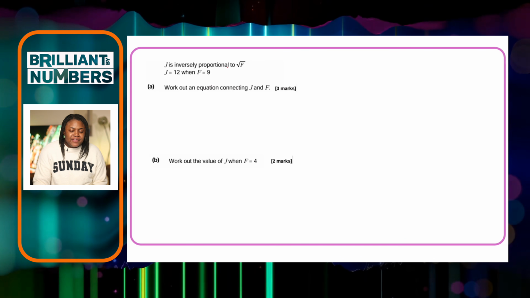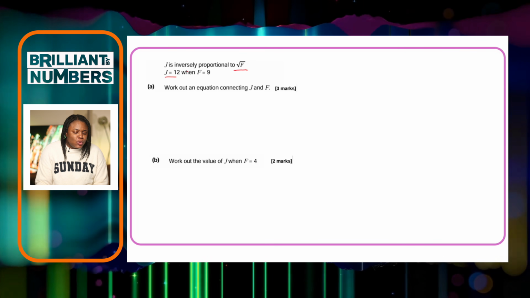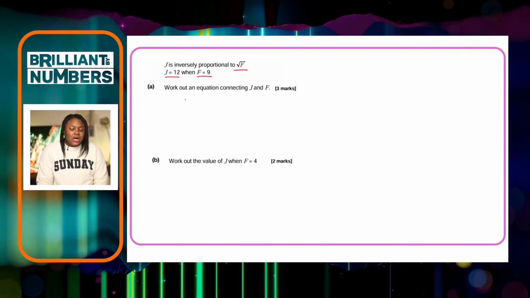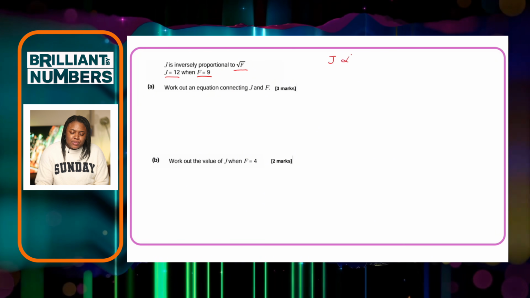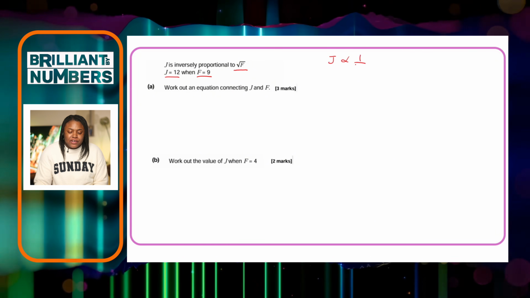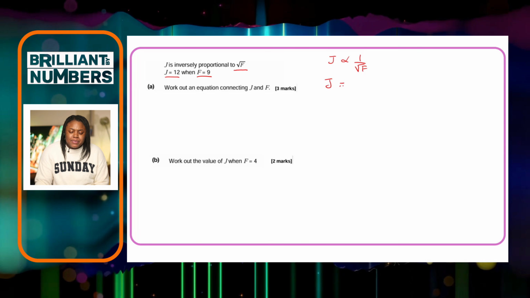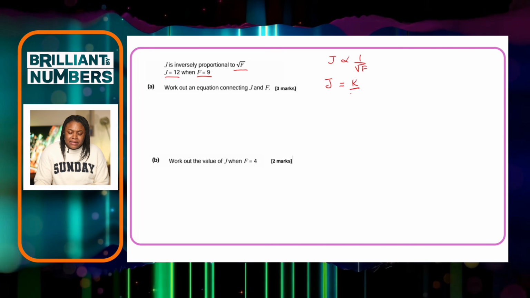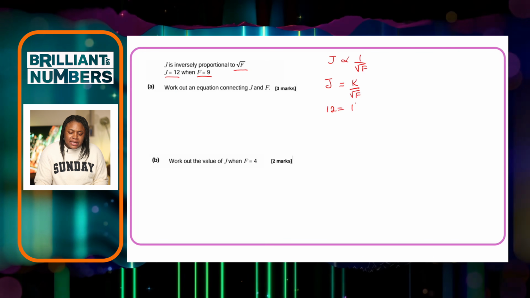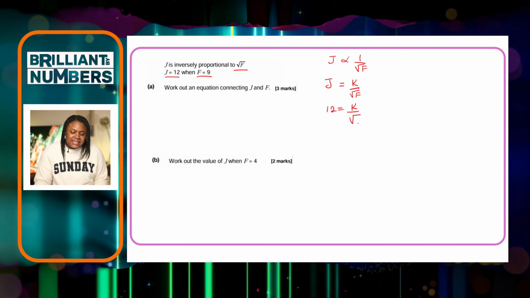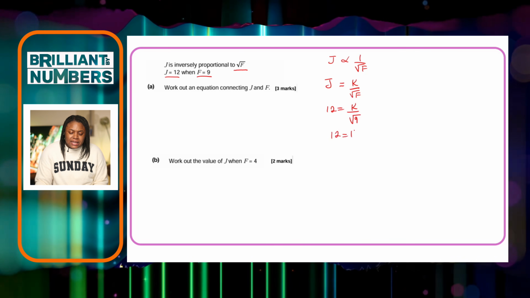So J is inversely proportional to the root of F. We underline that. J is 12 when F is 9. Work out an equation connecting J and F. So J is inversely proportional to, so for inverse, we do 1 over root F, because that's inverse. So therefore, J will always be equal to K divided by root F. So we're going to substitute J in. J is 12. That's equal to K over root F, and F is 9. So the square root of 9 is 3. So we have 12 equal to K over 3.